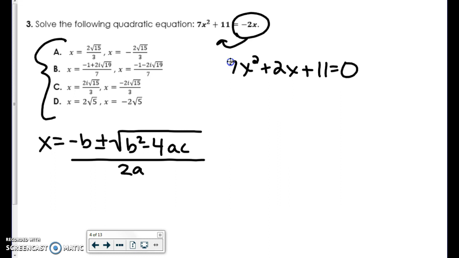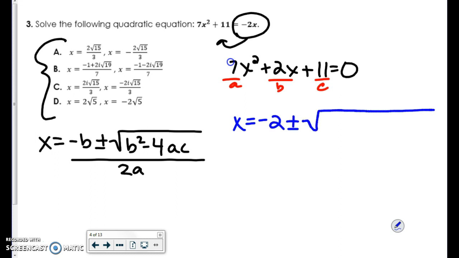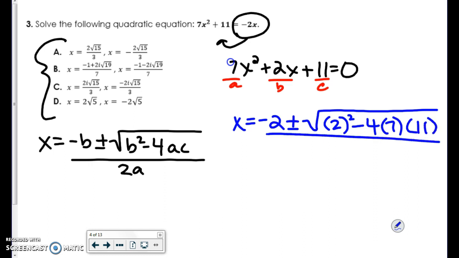All right, so here we go. First thing I've got to figure out is what's a. That's a, that's b, and that is c. All right, so now all we're going to do is plug those into the formula. So negative b, my b value is 2, plus or minus this long square root of my b value squared, always minus 4. Every single time you use this, it's going to be minus 4. My a value of 7, my c value of 11. And the whole entire thing is divided by 2 times my a value of 7. There we go. Okay, so now we just have to evaluate it.